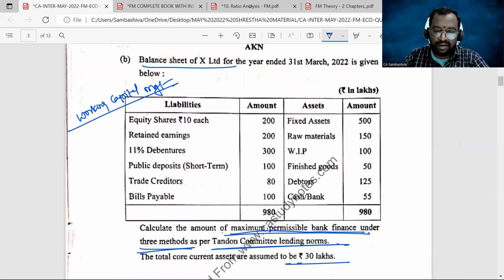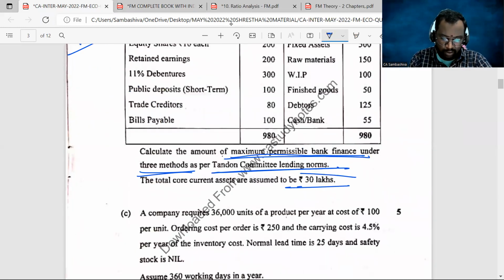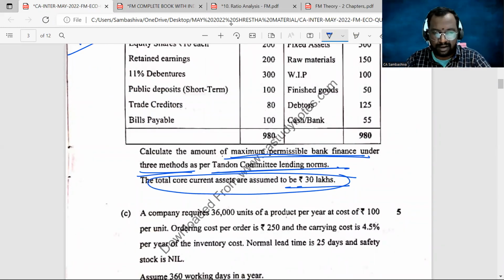Even with the change, the same amounts apply. You can check it out, sir. So the total core current assets is given as 30 lakhs. You can see here the total of the core current assets is assumed to be 30 lakhs.